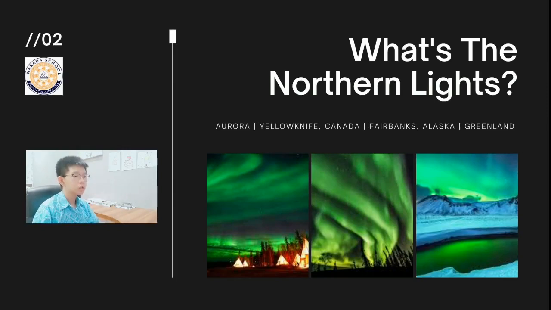So actually, what are the Northern Lights? The Northern Lights are a natural phenomenon found in the northern hemisphere of the Earth, and they are also called an aurora. The Northern Lights can only be seen with the naked eye at nighttime, and they are frequently found in higher latitudes of the Earth such as Alaska, Canada, Greenland, and Norway.